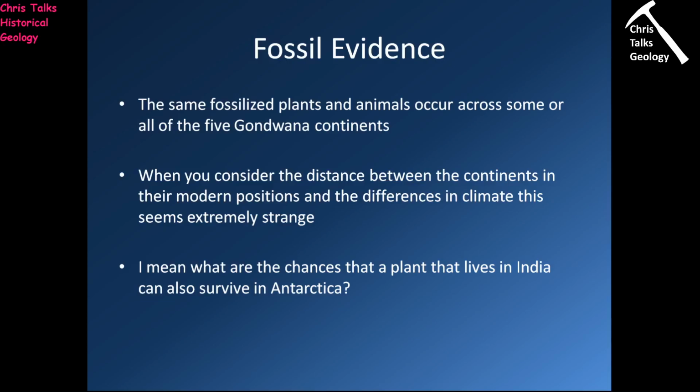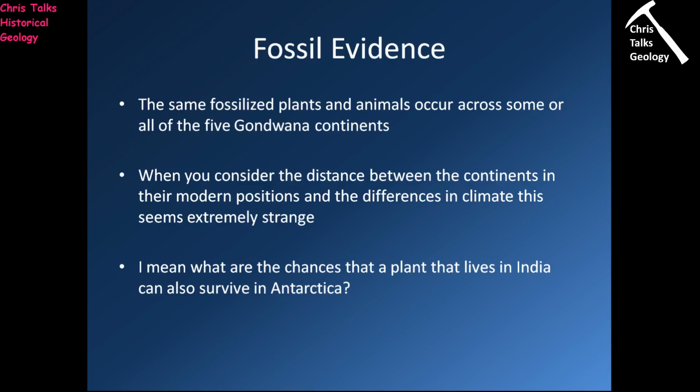So the final piece of evidence that Wegener had was the fossil evidence. Now this one is really strong evidence. So what we see is the same fossilized plants and animals occurring across some or all of the 5 Gondwanan continents. So remember, Gondwana was made from South America, Africa, India, Australia, and Antarctica. Once again, we're completely ignoring Europe, Asia, and North America.